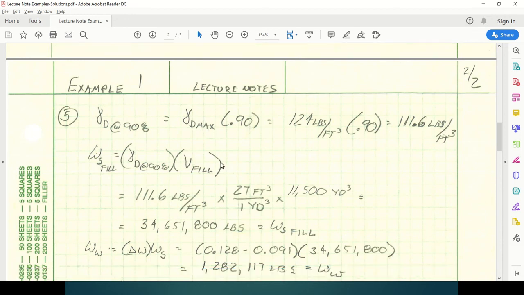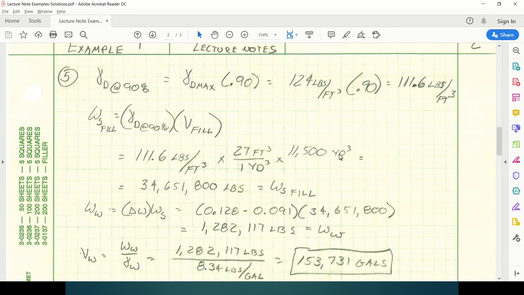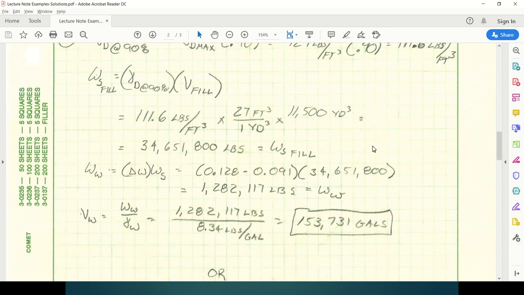Okay. All right. So weight of solids of fill equals my dry unit weight times my volume of fill. So 116 pounds per cubic foot times 27 cubic feet per cubic yard times 11,500 cubic yards of fill. So remember, we're always going back to the pay volume.